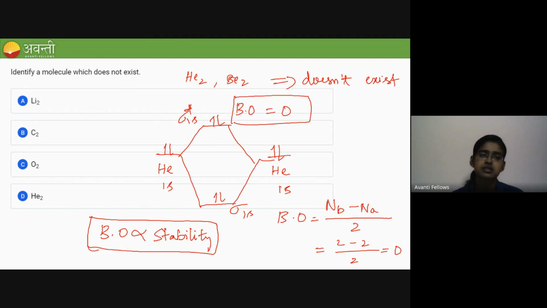Whereas oxygen, carbon and lithium, you can see for oxygen, bond order is 2. For carbon, it is 6 plus 6, 12 electrons, and the bond order is 2.0, again 2 like oxygen. And for lithium, the bond order will be 1. Here the bond order is 0. So helium molecule doesn't exist.